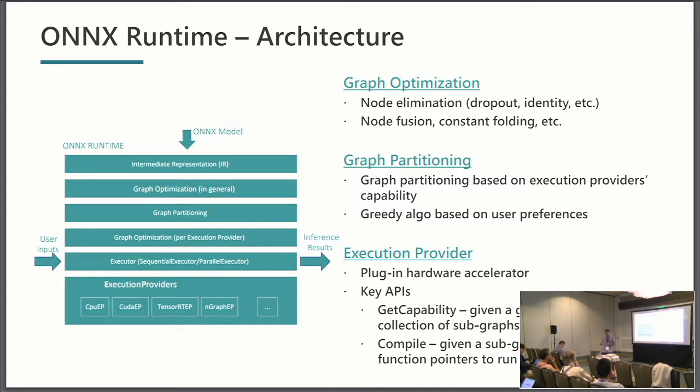We have the parallel executor and the sequential executor. At the bottom, you can see now we support a bunch of execution providers. For example, CPU and GPU. GPU is CUDA, now it's NVIDIA. And also we support TensorRT and nGraph. nGraph is from Intel. I didn't list the other two, and you will see later. And also we support Intel OpenVINO now.